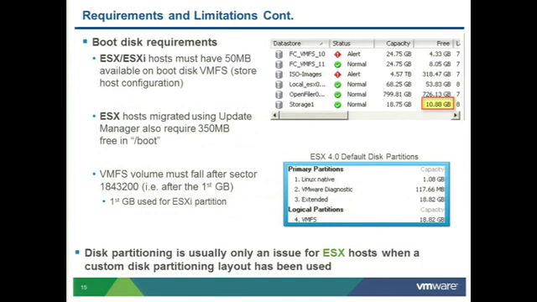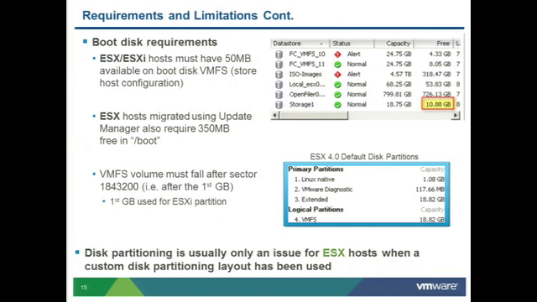So what are the boot disk requirements? We need to have at least 50 meg free on the VMFS datastore. The reason is that we're going to copy the host configuration over to this 50 meg space on the VMFS, overlay the data, and then restore that configuration. So it's a temporary saving area where we save the host configuration. This applies for both ESX and ESXi. So you need to have 50 meg available on your VMFS datastore.